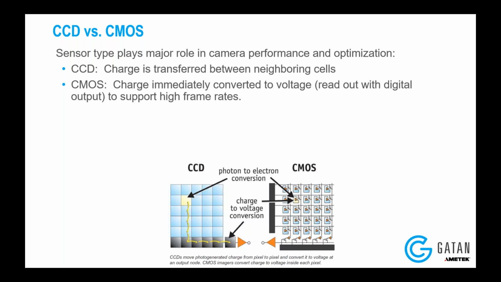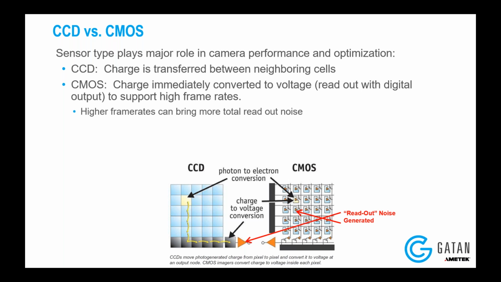CMOS sensors, on the other hand, don't have to do this process of moving charge from a pixel to a certain readout region of the sensor. Each pixel has the electronics required within the design of the pixel to immediately convert that charge into a voltage and read it out into a digital signal much faster. And so by having this difference in the readout process with the CMOS sensor, you can support much higher frame rates, as we will highlight throughout the remainder of this webinar.